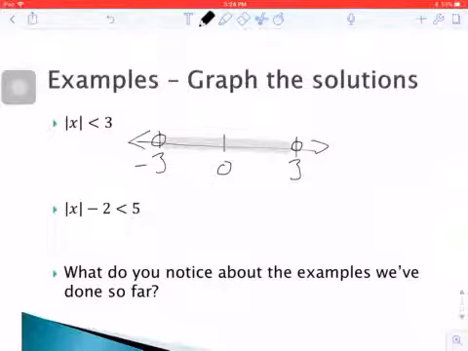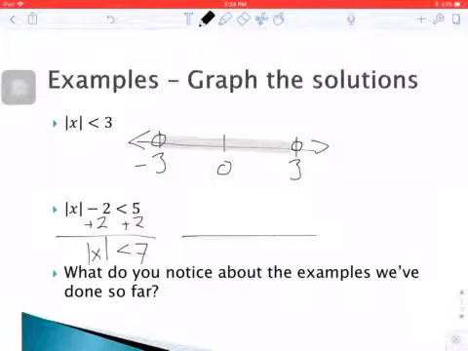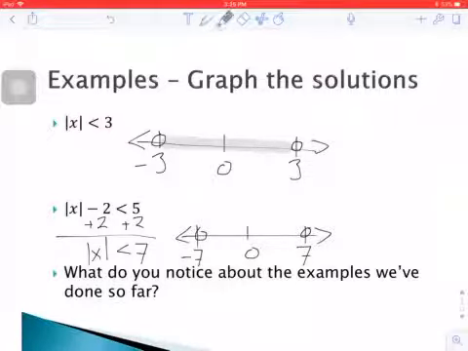Now, sometimes you'll have something a little more complicated, and again, the idea is get absolute value stuff by itself first. So if you've got to move something, make sure you do it. Graph your number line. Put 0 in the middle, the positive on the right, the negative on the left. And since this is less than, we want to talk about all the stuff that is closer to 0 than our end point. So we're looking at all those numbers between 7 and -7.